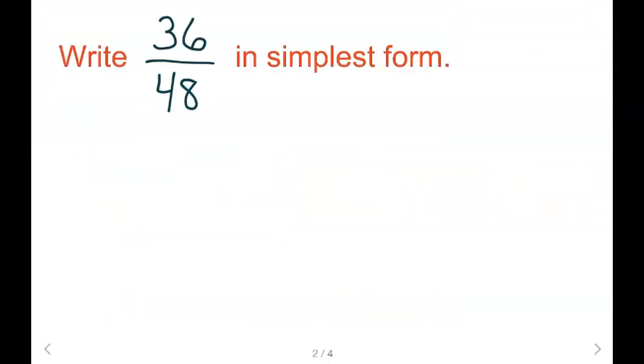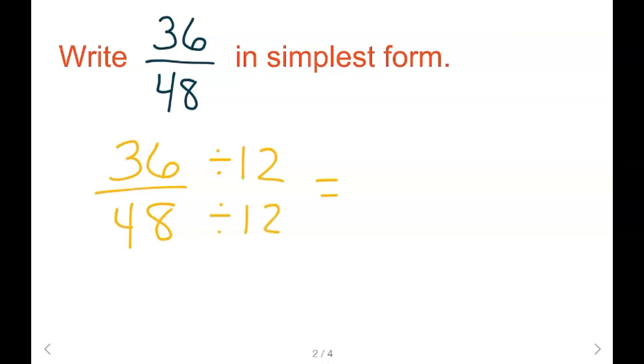All right, we're looking at 36 and 48. 36 and 48 both divide by 12. And so we get 3 over 4.